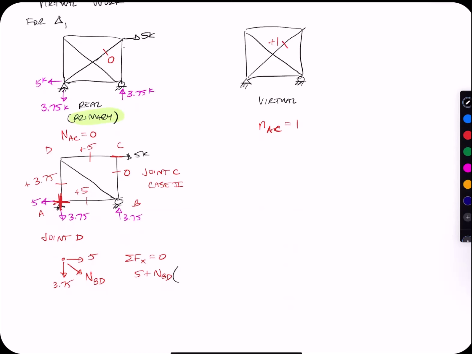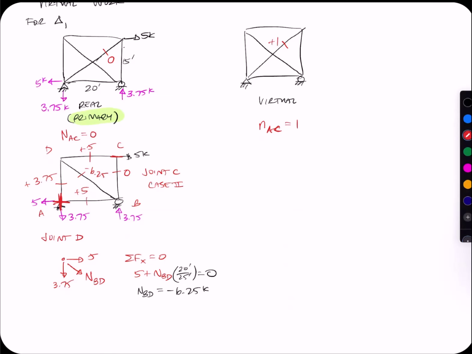So NBD, if I want the horizontal, this was 20, this was 15. It's going to be 20 feet over 25 feet, because 25 is my hypotenuse. NBD is going to be minus 6.25 kips. So it's in compression. I'm going to leave it with the negative sign because I'm going to multiply it by my little n's. So I have found now all my big N's, negative 6.25. All I need now are my little n's.